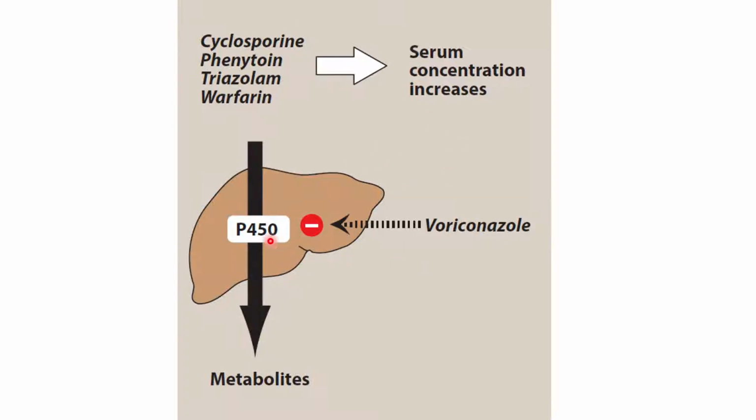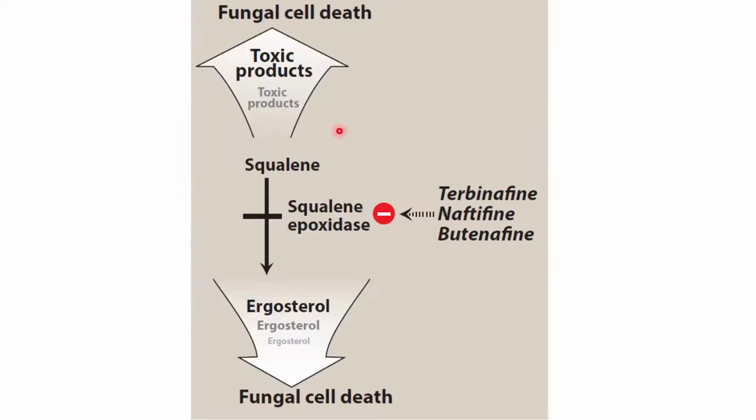And all of the triazole derivatives may lead to interactions because they disrupt the metabolism in the liver. They can interfere with other drugs that are also metabolized by the enzymes of the liver. So that is why these drugs can increase the concentration and lead to the toxicity. For example, warfarin will increase the bleeding. Phenytoin may lead to the seizures, and cyclosporin and triazolam can actually lead to the increase in the adverse effects.